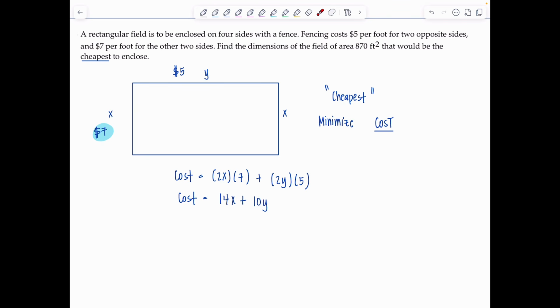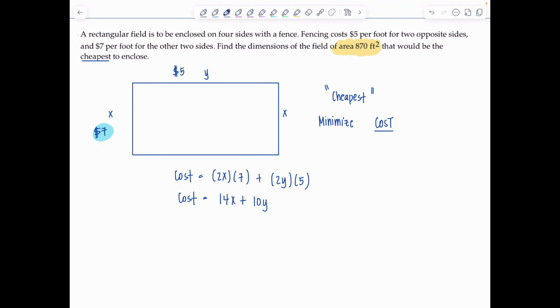And see, we're only in Calc 1. We don't know how to take derivatives if there's more than one variable in the function. So this is where we need to use the area info that they gave me so I can reduce how many variables are in the problem. But the problem doesn't have anything to do with maximizing area. That's more a constraint given to us.